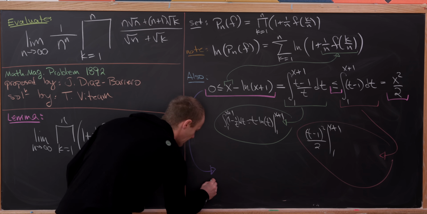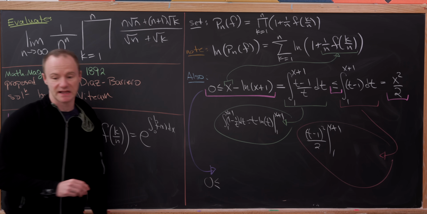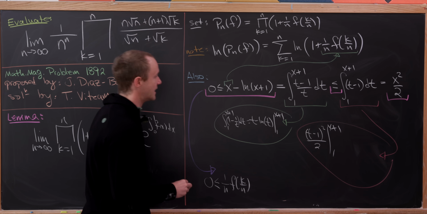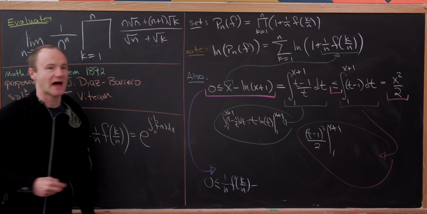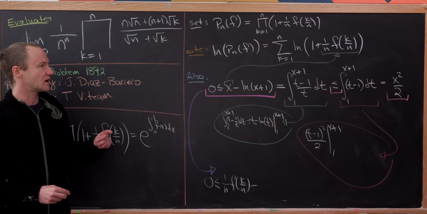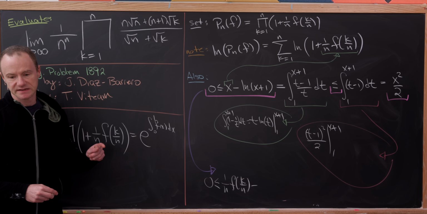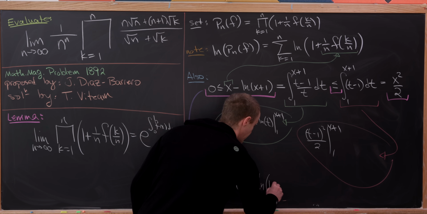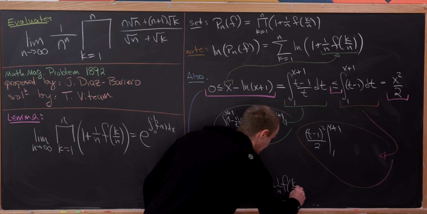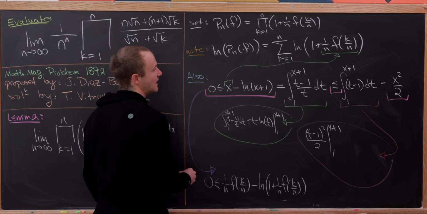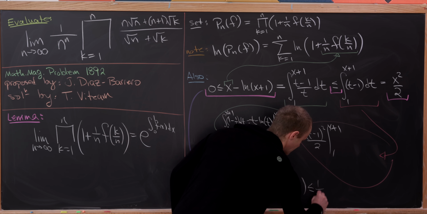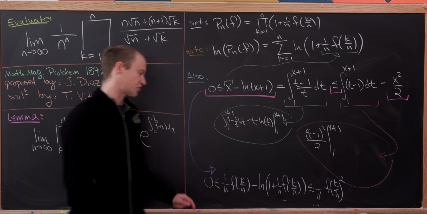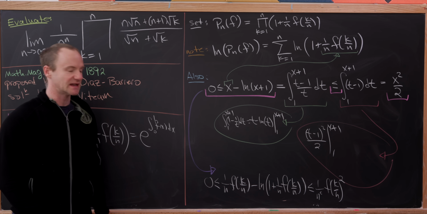So let's see, that's going to turn our inequality into 0 is less than or equal to 1 over n times f evaluated at k over n, minus the natural log of that plus 1. But observe that the natural log of that plus 1 is minus the natural log of that plus 1. So let's sneak that in there as well: 1 plus 1 over n f evaluated at k over n. And then bound this above by that object squared. So we've got 1 over n squared, f evaluated at k over n, quantity squared. So that's where we're at the moment. We've got this nice inequality.